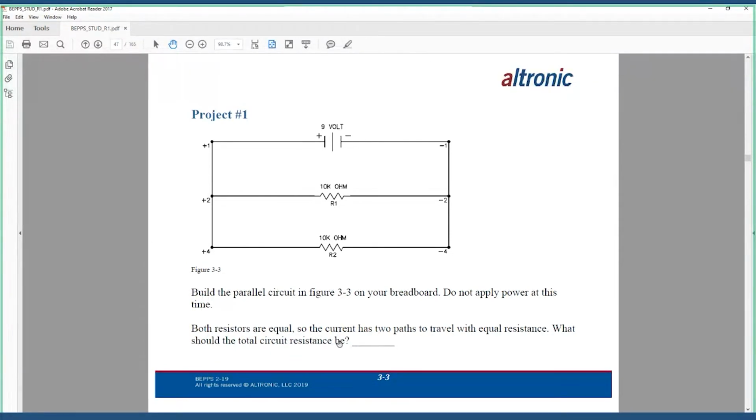Both resistors are equal, so the current has 2 paths to travel from equal resistance. What should the total circuit resistance be? And we kind of answered that, but we hadn't answered that yet.